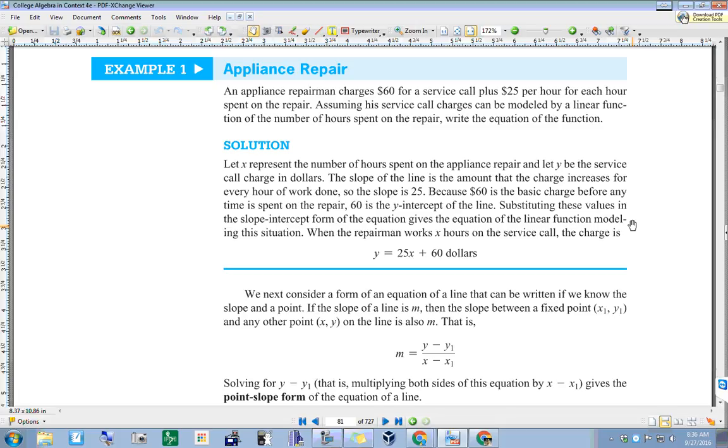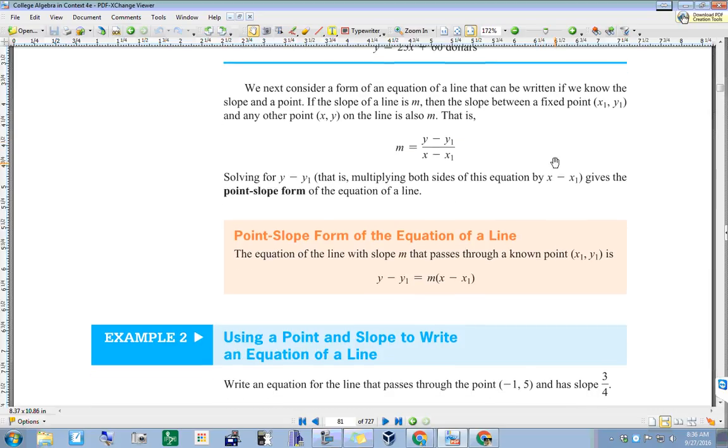So when you're looking at these things, you have to look for what is changing and what is going to be static, what you always charge. Now, is that $60 always charged for every hour? No, that's just walking through the door. That's the showing up fee. So always pay attention to that.